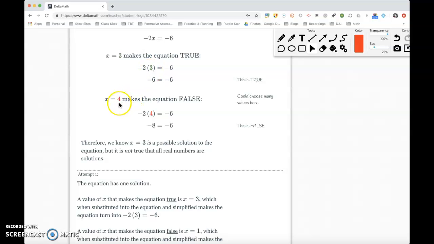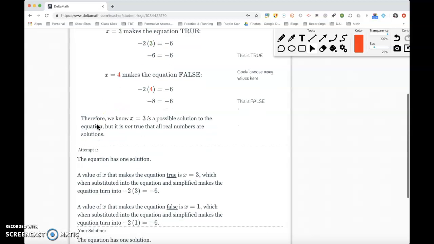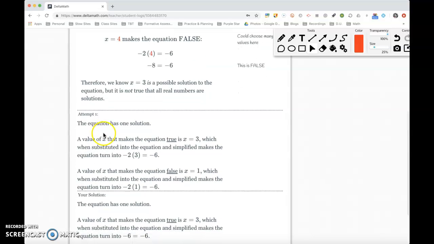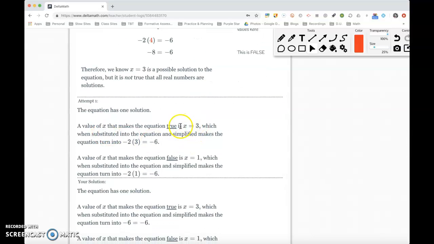You also have a false statement, and you could pick just about any number except 3. You could plug in 4, you could plug in 8, you could plug in 100, you can plug in negative 10, whatever number you feel like is going to make a false statement. You just can't plug in the number 3 because that makes a true statement. What the computer's doing is looking for your statement of equality that would make a true statement for whatever number you've plugged in.